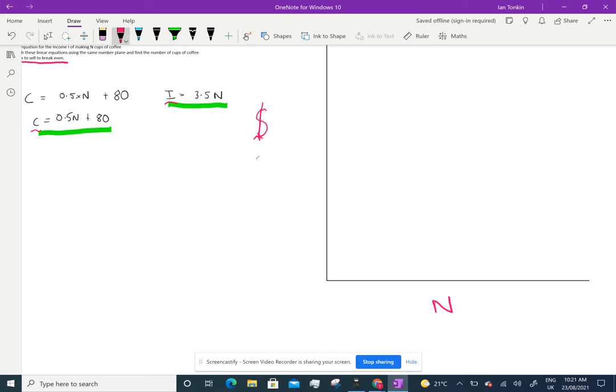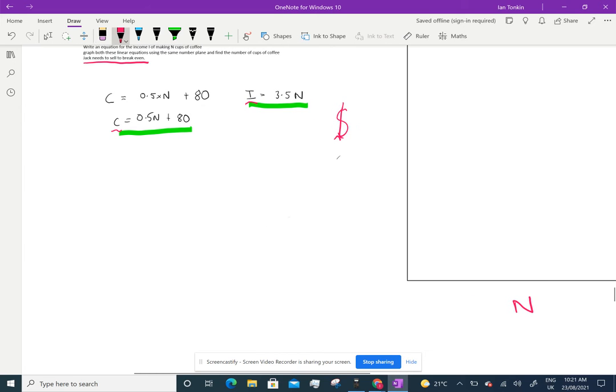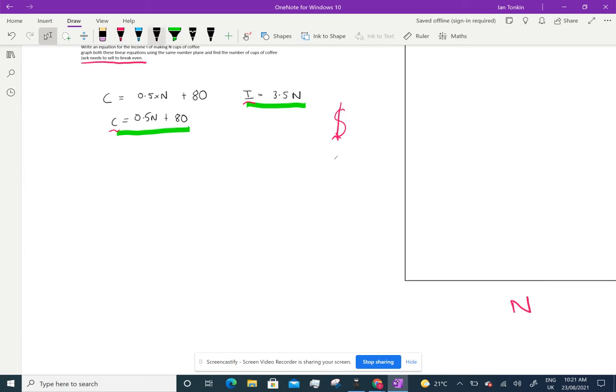Now, I think I'm going to need a lot of cups of coffee to break even. So I'm going to draw this one first, the C equals, so I'm going to have the number of cups of coffee and the cost. If I have 0 cups of coffee, it costs $80.